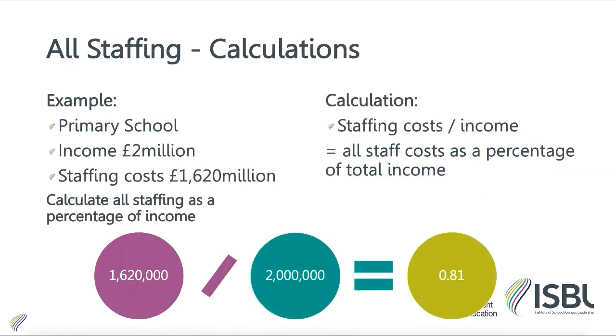So let's look at another example. This time it's a primary school setting. The income for the school is 2 million, and we have calculated that all staffing costs is 1.62 million. To calculate the percentage of income that's spent on staffing costs, we divide the all staffing costs by the total revenue income, times it by 100% to give our percentage. So within this scenario, it's 0.81, which is equivalent to 81%.